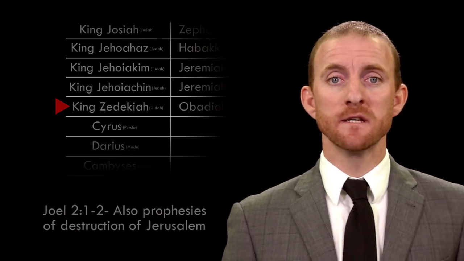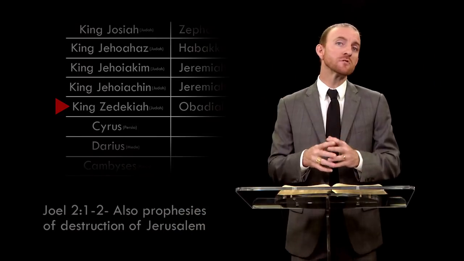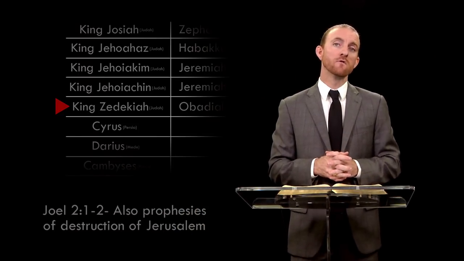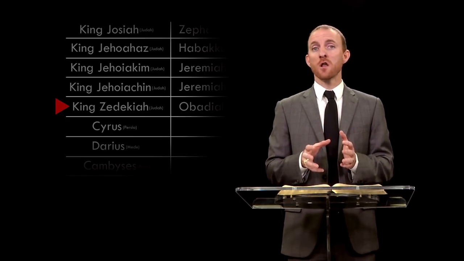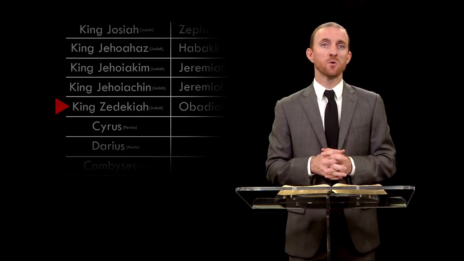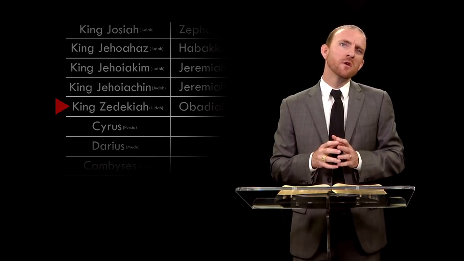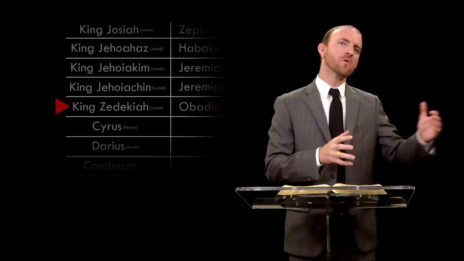Additionally, he prophesies the destruction of Jerusalem, Joel 2 verses 1 and 2, and its captivity that would follow after that, in chapter 3 and verse 1. This would put his prophecies before the reign of Jehoiakim.